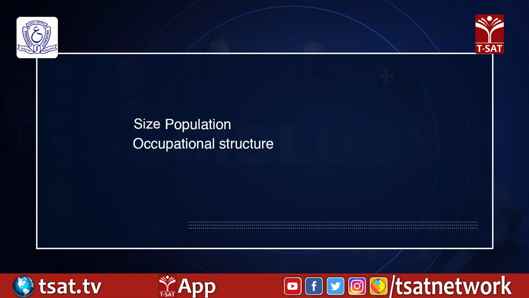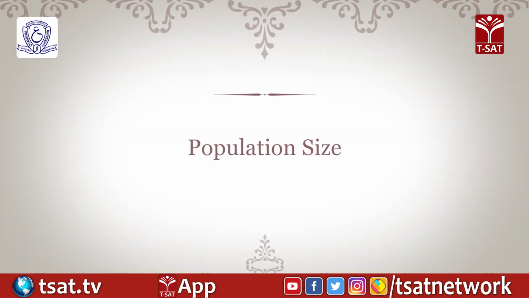Let us now discuss the basis of classification of urban areas. The definition of urban areas varies from one country to another. Some of the common bases of classification are size of population, occupational structure and administrative setup. Let us now discuss population size. It is an important criterion used by most countries to define urban areas.